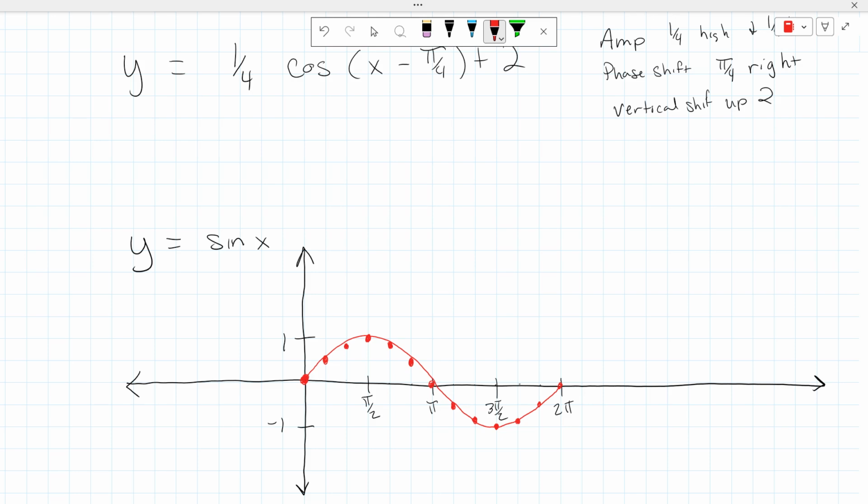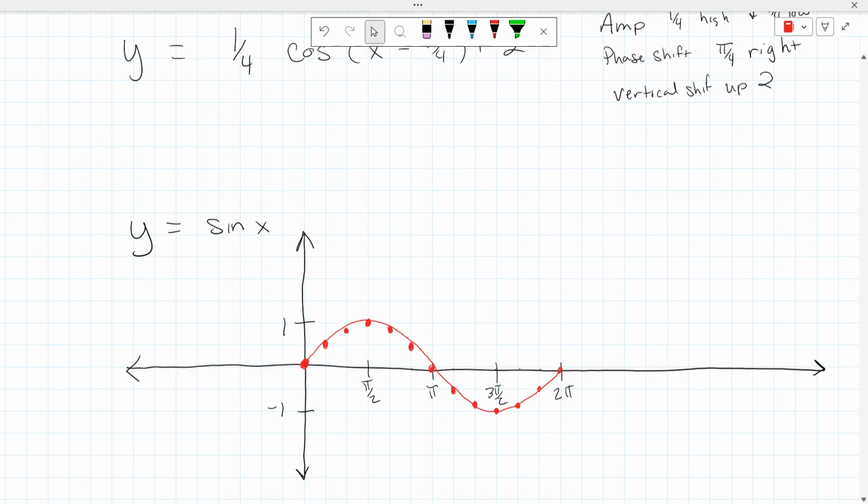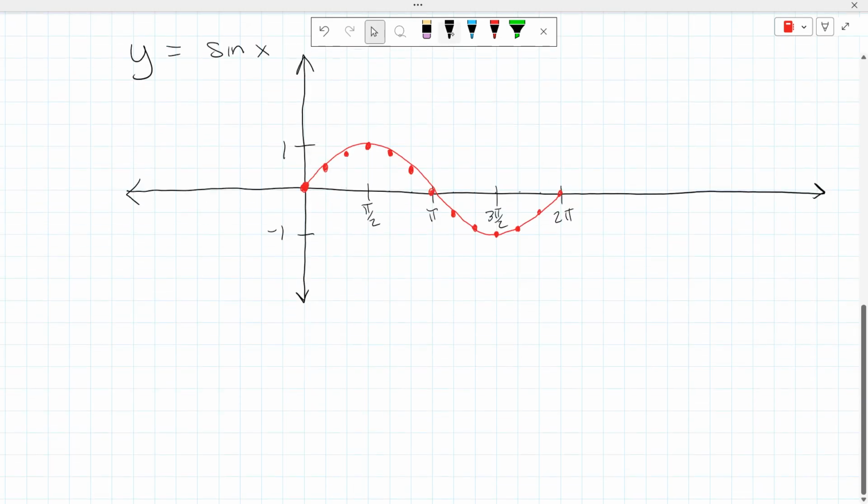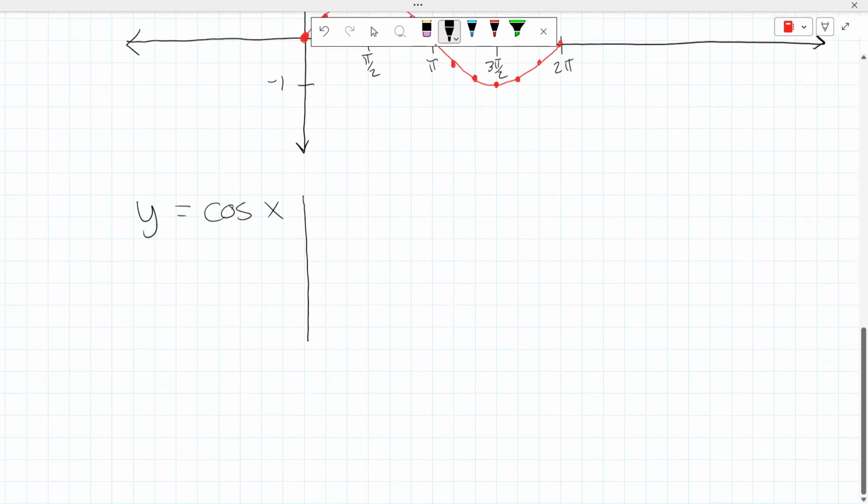Now, when we graph these, we're not going to have to graph every single point every time. I'm going to understand that you know what you're doing, and that we'll just make a nice smooth curve through certain points. Okay. Now let's look at y equals the cosine of x. We'll do the same type of thing.